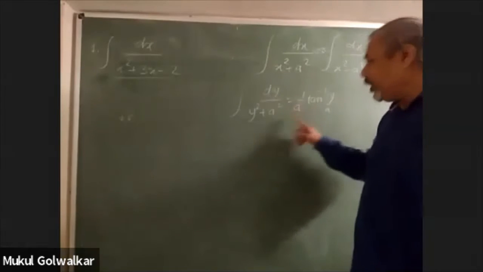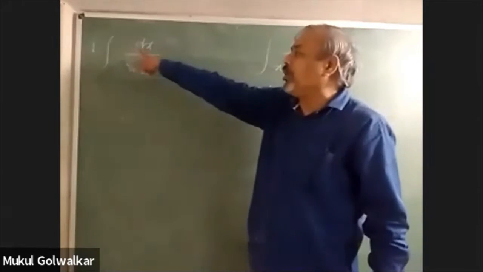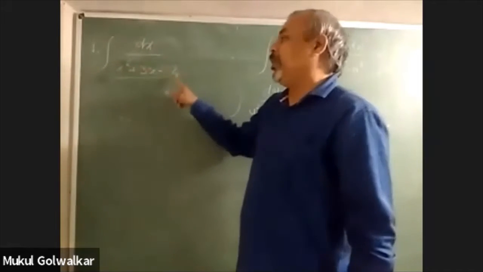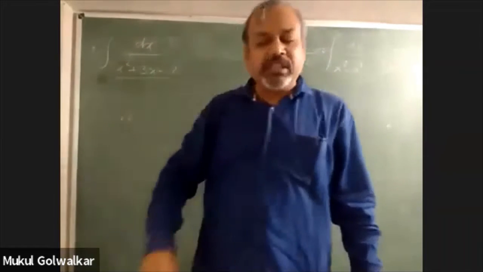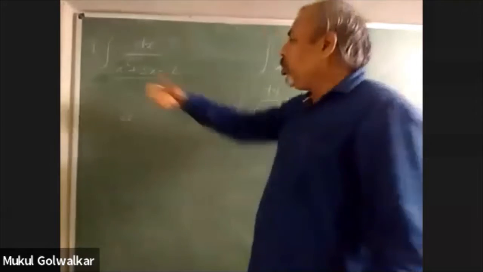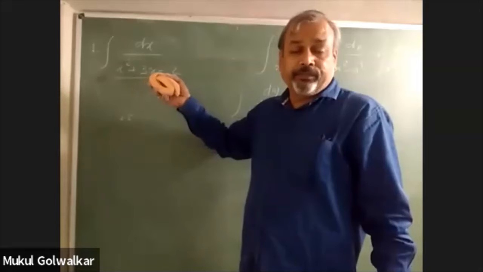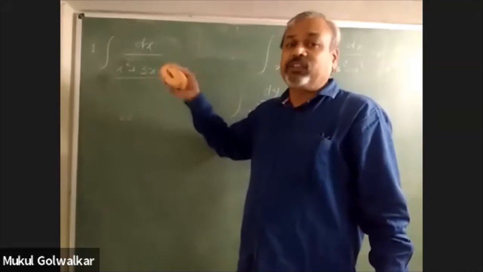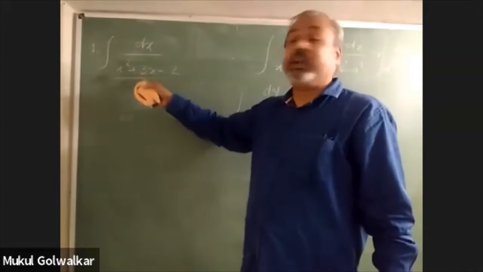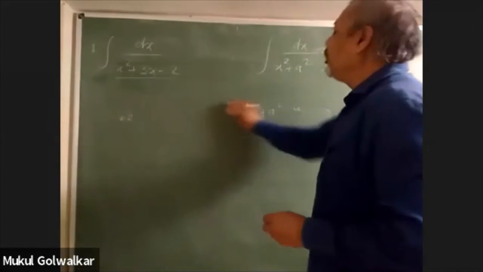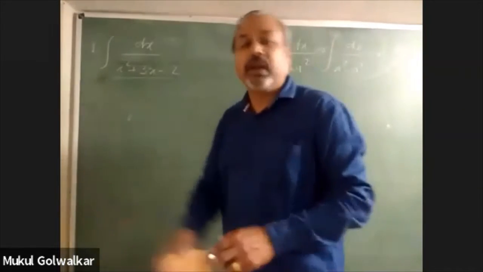So using this particular property, we shall try to convert the given function dx upon x square plus 3x minus 2. I would like to ask a small question. Do you know how to make this general quadratic a perfect square? In class 9th, we were told how to make this quantity a perfect square. Completing the square, or making it a perfect square, is one and the same thing.